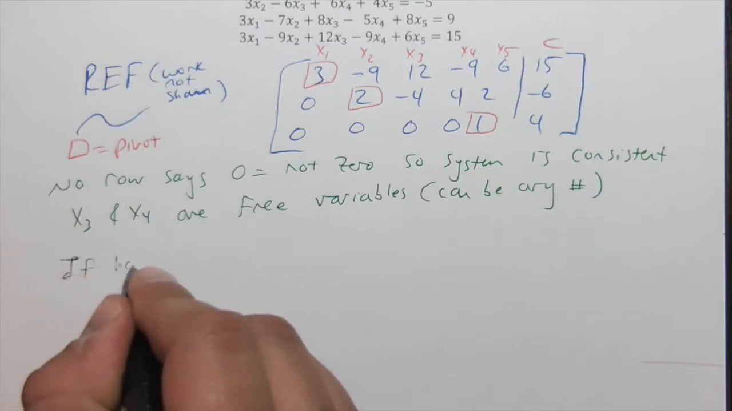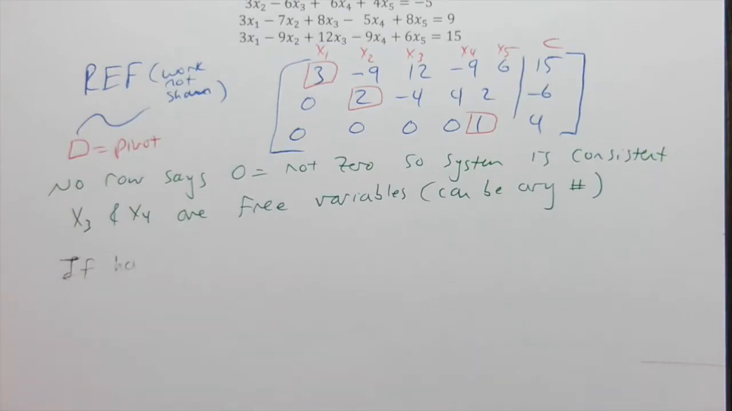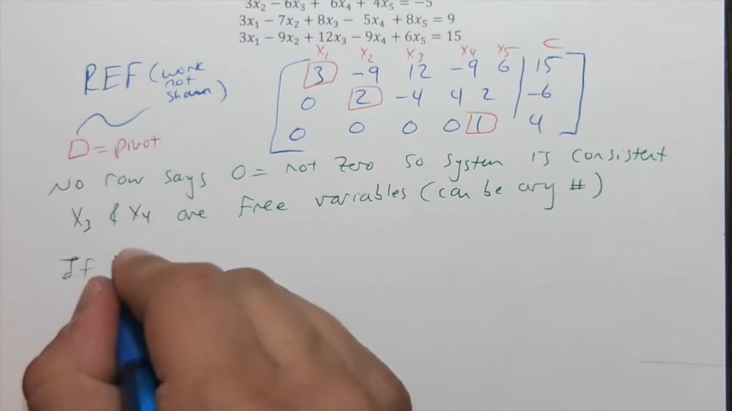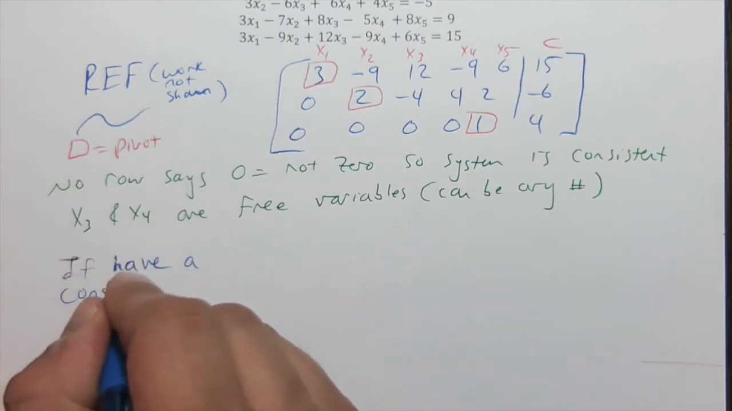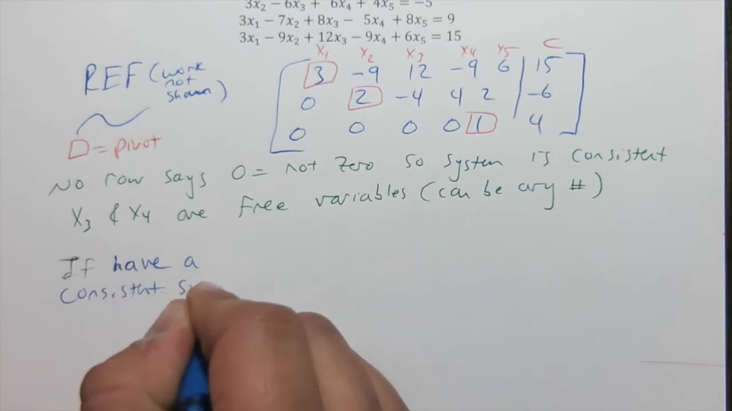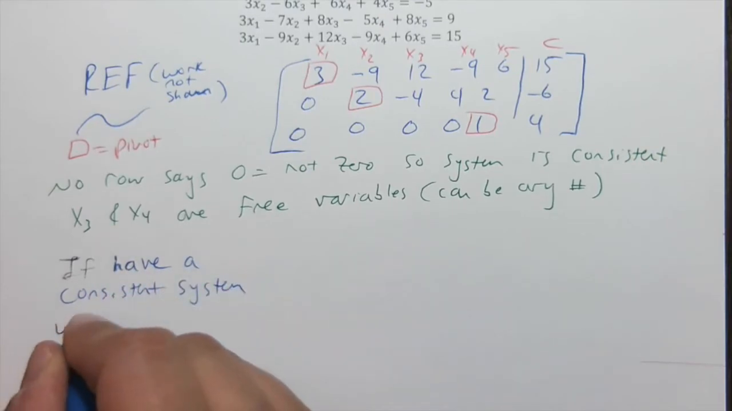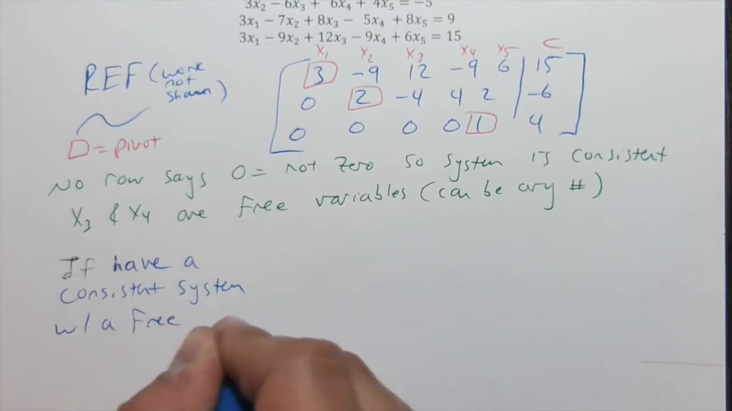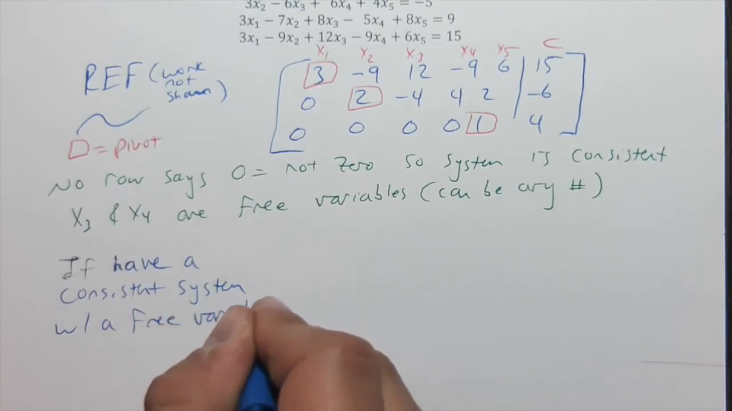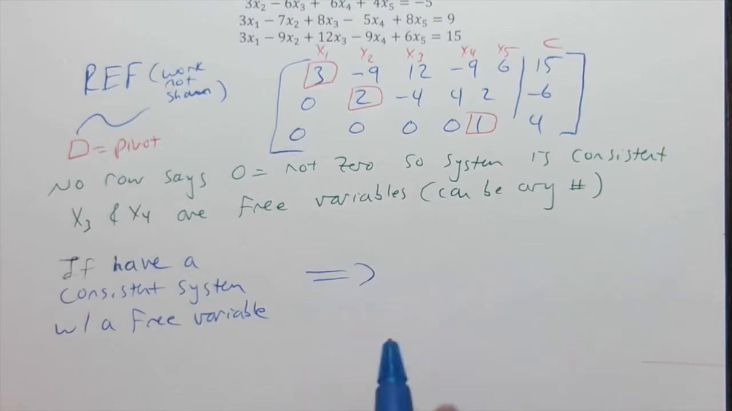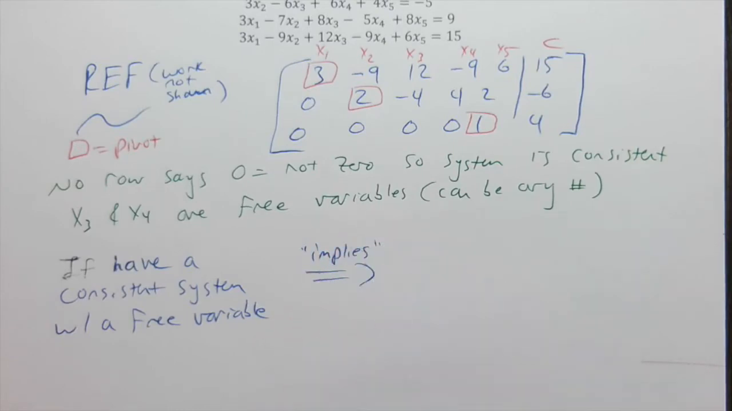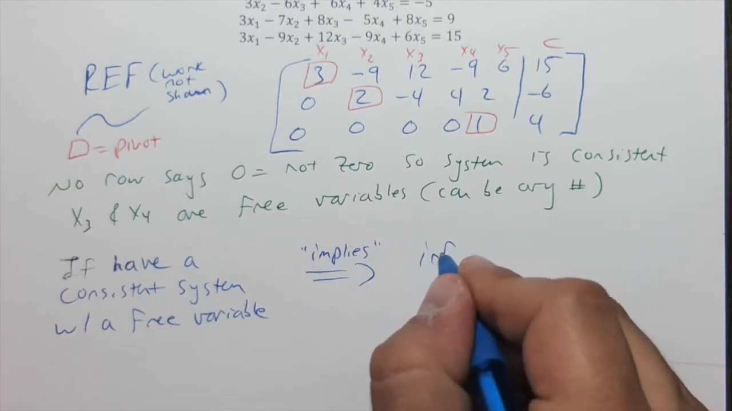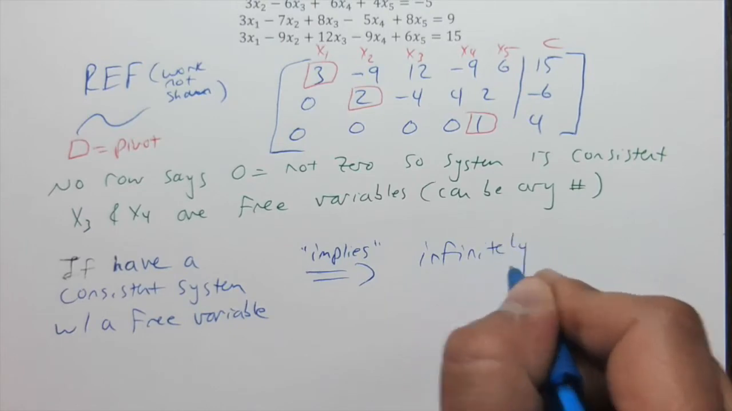And so the takeaway here is, if you have a consistent system with a free variable, at least one, all you need is one, this implies, and I use this arrow a decent amount, so let me mention that if you haven't seen that before, that's math shorthand for implies. This implies that there are infinitely many solutions in the system.